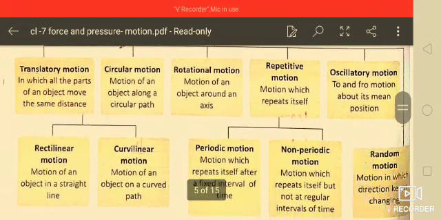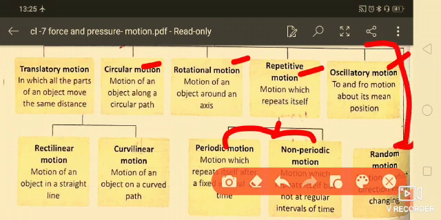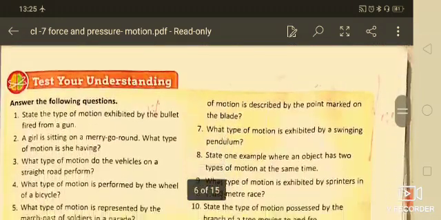Here is the summary of the types of motion. They are translatory motion, circular motion, rotational motion, repetitive motion, and oscillatory motion. Repetitive motion is further divided into periodic motion and non-periodic motion. Last is random motion also. Translatory motion is divided into rectilinear and curvilinear motion.